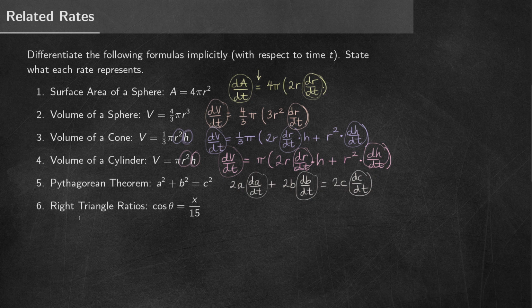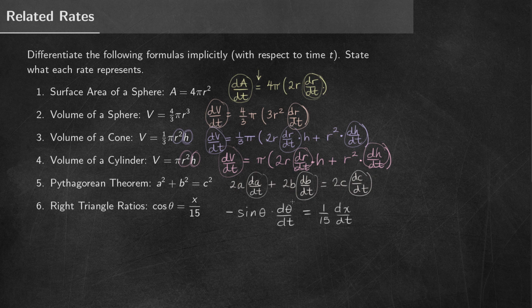And finally, we have the right triangle ratio cosine theta equals x over 15. We're going to take the derivative with respect to time. So the derivative of cosine theta is negative sine theta with respect to theta times d theta dt if we want it to be with respect to time t, equals the derivative of x over 15. So we're going to think of that as 1 over 15 times x. And then it's just the constant 1 over 15 times the derivative of x. Well, the derivative of x is 1 with respect to x times dx dt if we need it to be with respect to time.